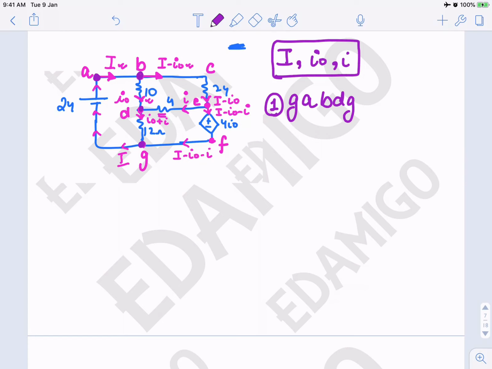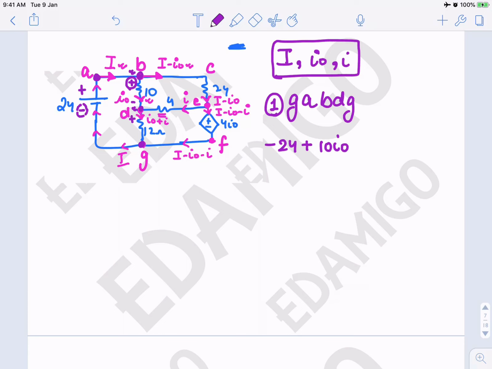Now as we can see, from G to A I am entering this battery from the minus terminal, so I will write minus 24 in the KVL. From B to D, this is plus to minus because current I naught is flowing from top to bottom. So I am entering from the positive terminal, so I will put a plus sign, and the voltage is 10 I naught.